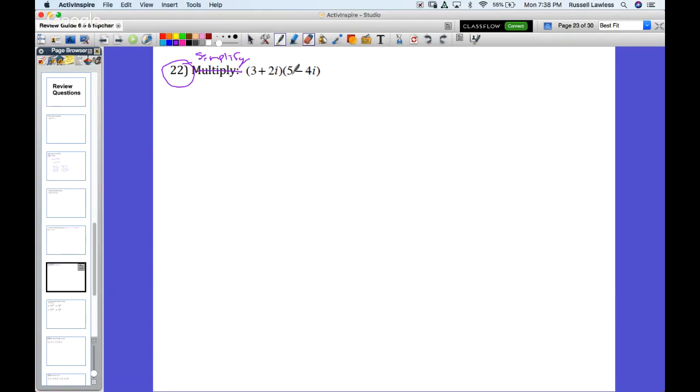With that, let's go on simplifying here. Notice for this simplifying, it's 2 equations multiplied by each other. So we'll FOIL. We'll do 5 times 3, which will be 15. 3 times negative 4 to get negative 12i. 2i times 5 to get positive 10i. And then 2i times negative 4i to get negative 8i squared.